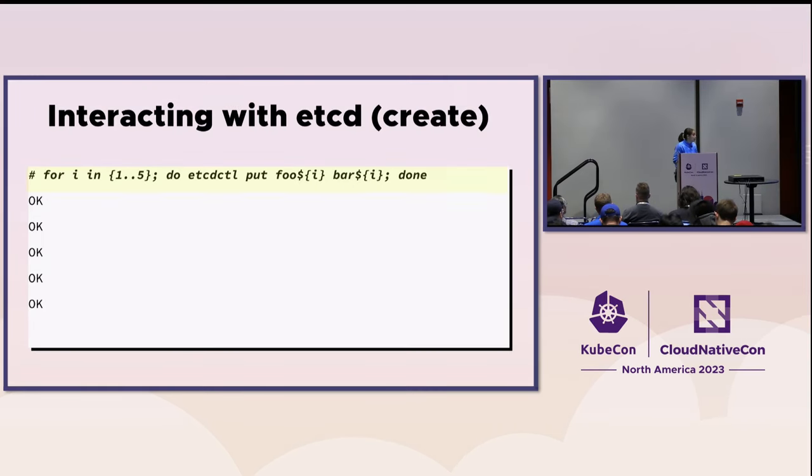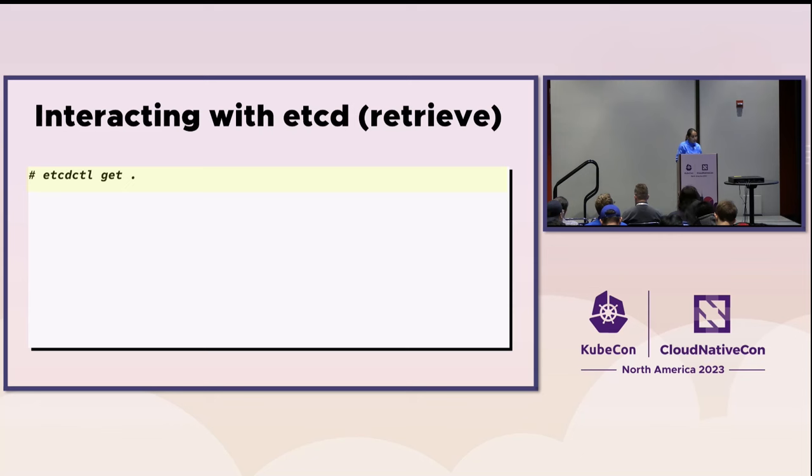Let's try to add something inside this key value store. Here, I'm adding five values, foo1 bar1, all the way to foo5 bar5, and I'm trying to retrieve some information from here. If I just run etcdctl get with a dot, I don't get anything.